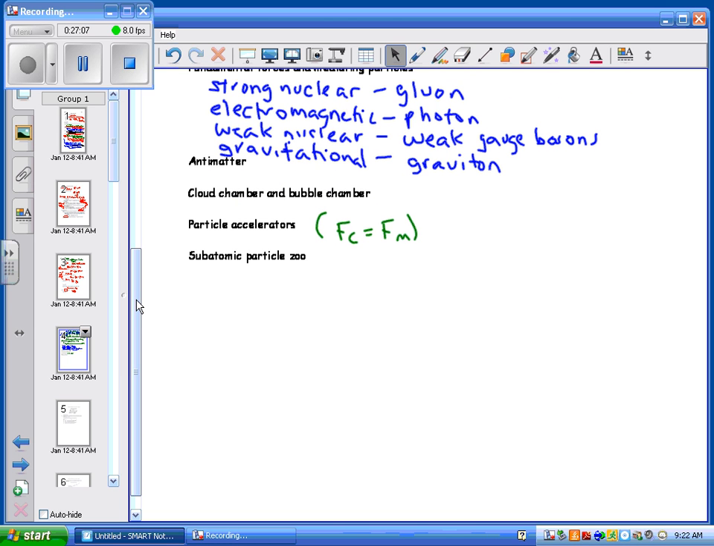Subatomic particle zoo, really you need to kind of know quarks. So know that a proton is up, up, down, and a neutron is up, down, down, and how to analyze that with the charges from the formula sheet. And that was the notes we did.